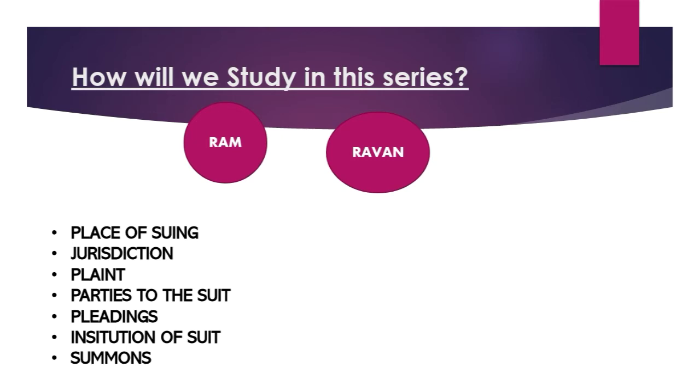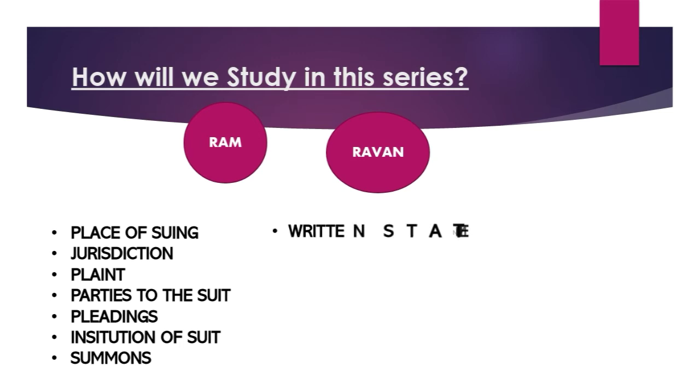So over here, what we learned is that Ram is a plaintiff who files the case and Ravan is a defendant. Now we have to inform the defendant that a case has been filed against you and you have to appear in the court on such and such date. So for that we have to send summons to each party. That we will learn in our summons series. Now what will be the procedure?